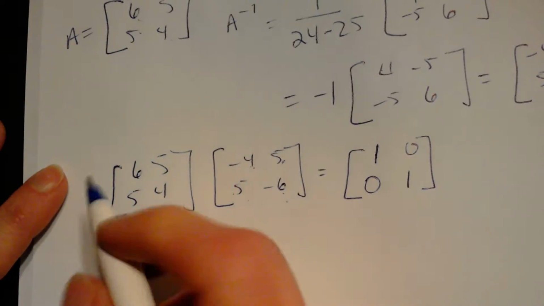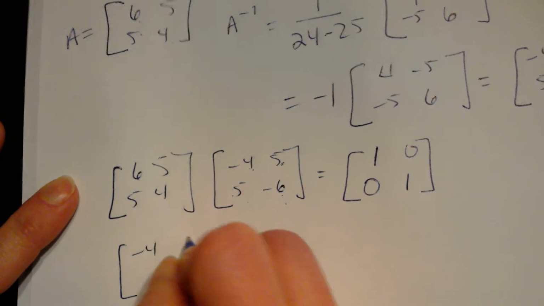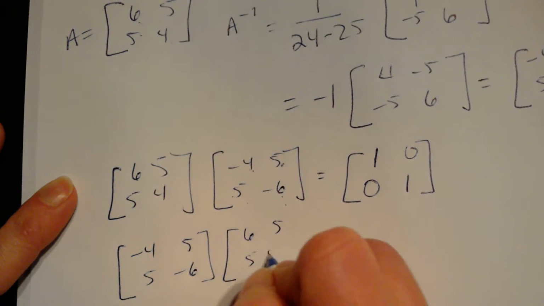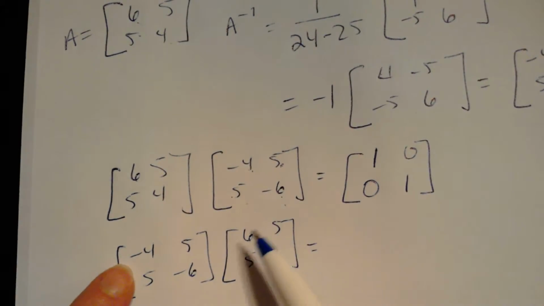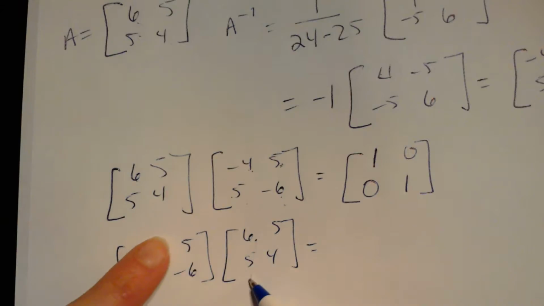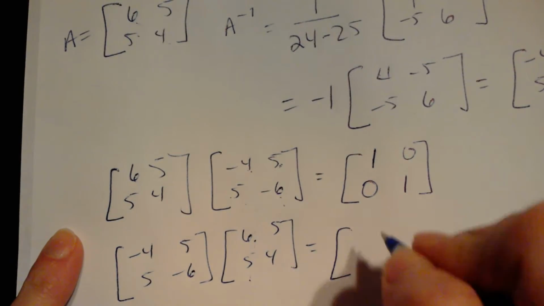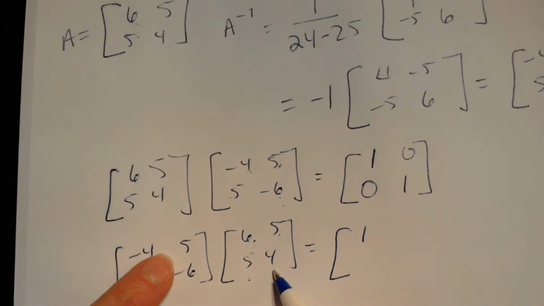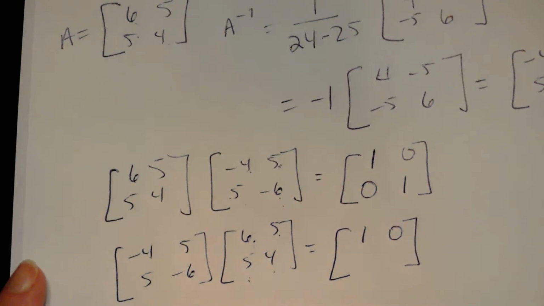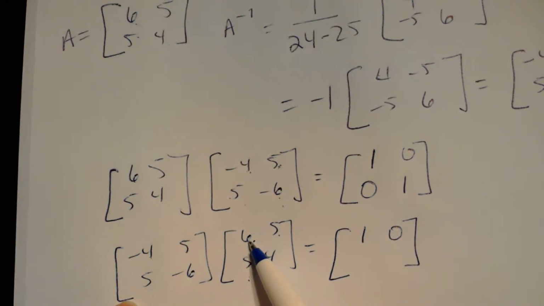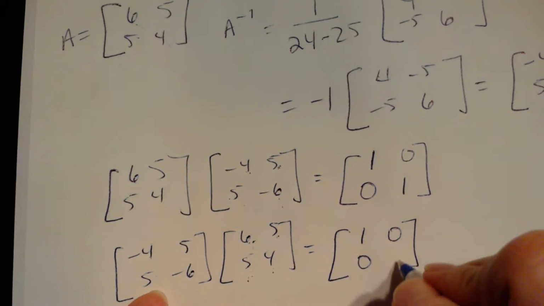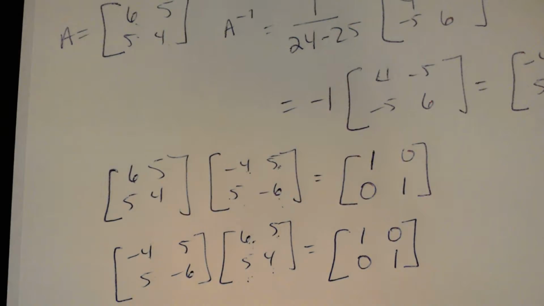So let's go ahead and switch that order. So it's negative 4, 5, 5, negative 6 times the original, and show that they do give us the same thing. So let's do the same thing. 4 times 6 is 24, negative 24, 5 times 5 is 25, so negative 24 plus 25 is 1. Then I've got negative 4 times 5, that's negative 20, plus 20 is 0. And then next I've got this row times this column, so it's 30, negative 30 is 0. 25 minus 24 is 1. So they do, they both work.